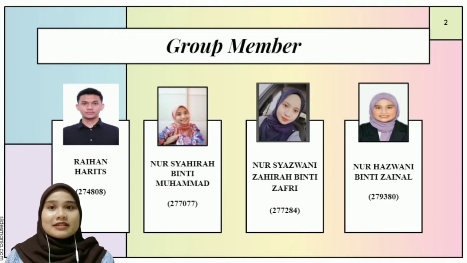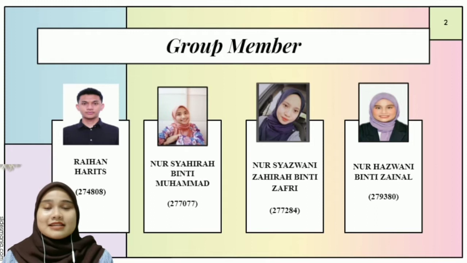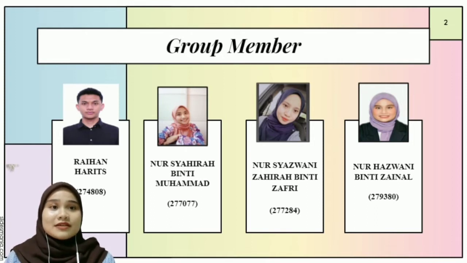Firstly, Raihan Haris. The metric number is 274808. Second, Nur Shahira binti Muhammad. The metric number is 277077. Third, Nur Sazwani Zahira binti Zafri. The metric number is 277284. And the last one is me, Nur Hazwani binti Zainal. The metric number is 279380.